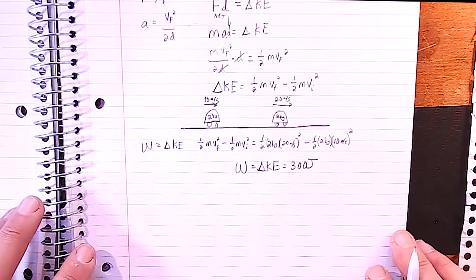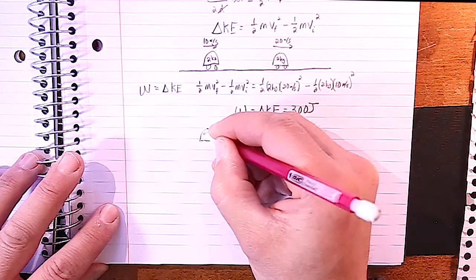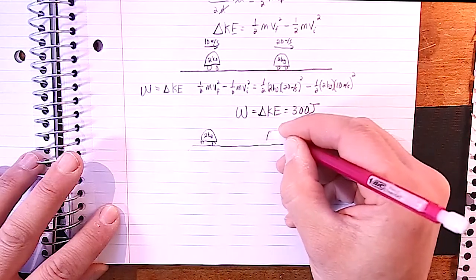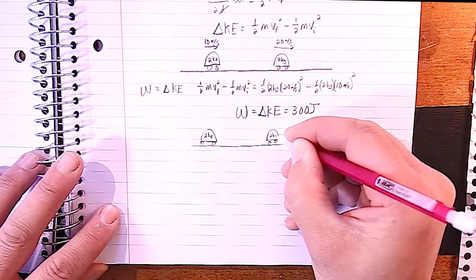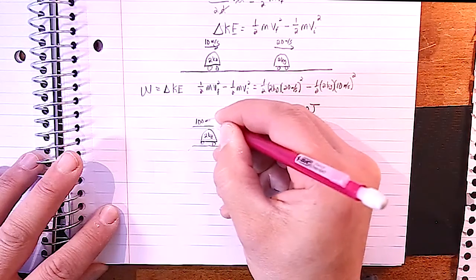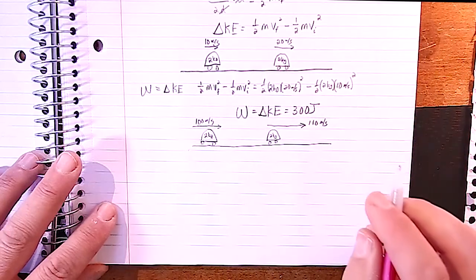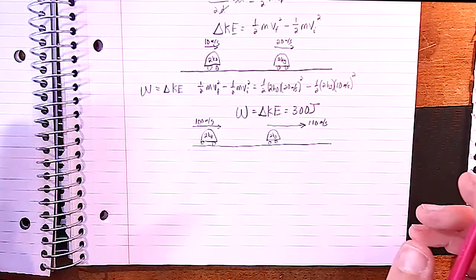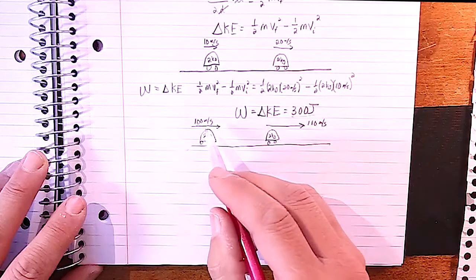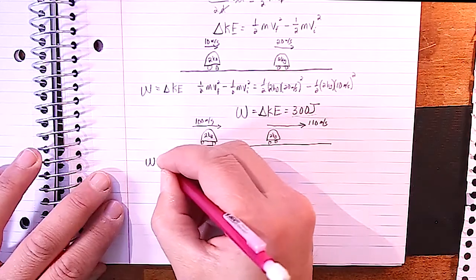But the reason that I'm doing this problem is that I want you to see a subtlety that's very tricky, but at the same time very important. Let's say we have another cart, also 2 kilograms, but this cart speeds up from 100 meters per second to 110 meters per second. What would the work be in this case? Now, you might think, well, it went from 10 to 20, and that was 300. So a change in 10 meters per second should also give us 300. But you'll see that that's actually not the case.